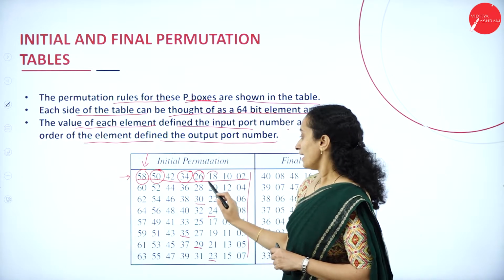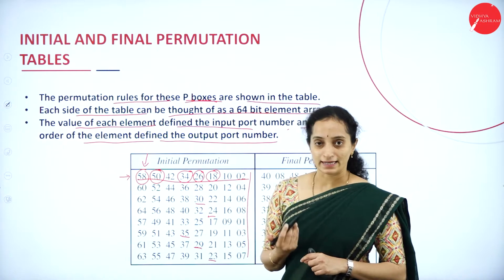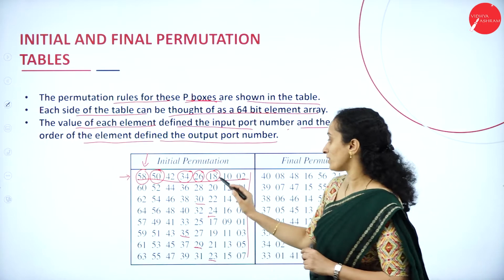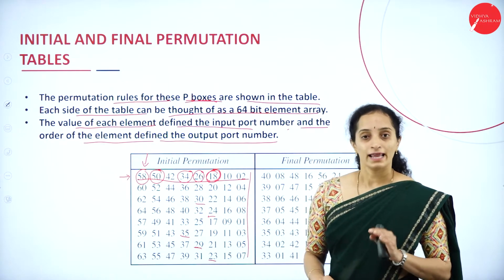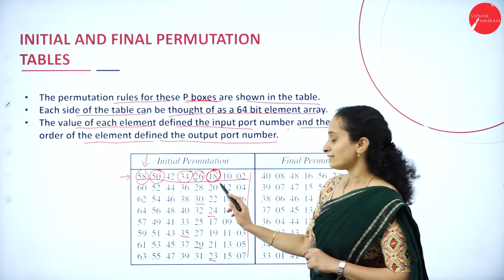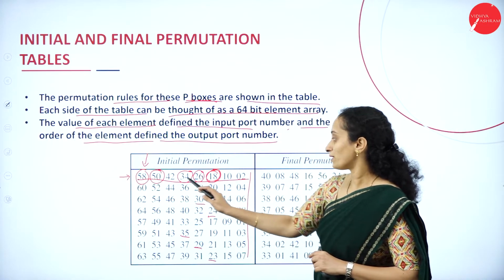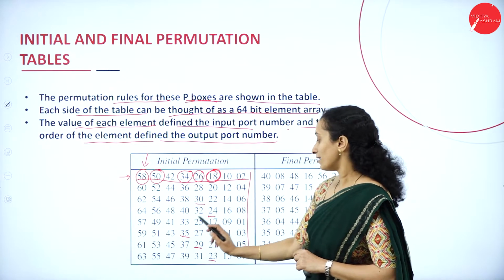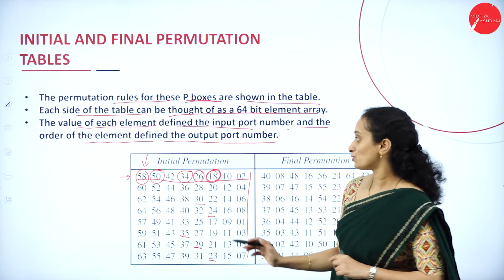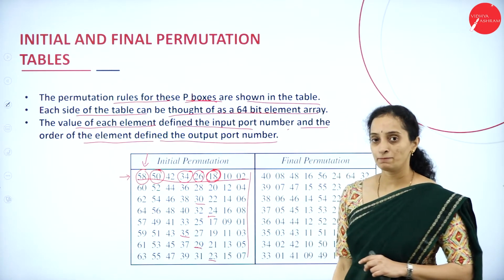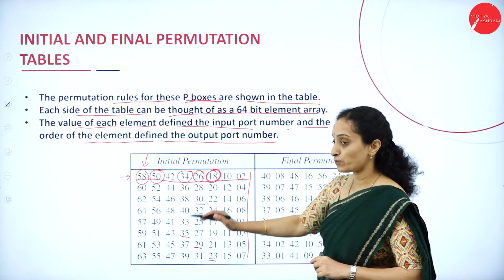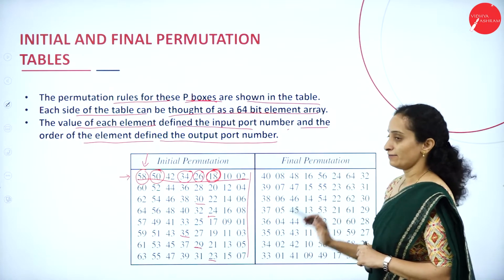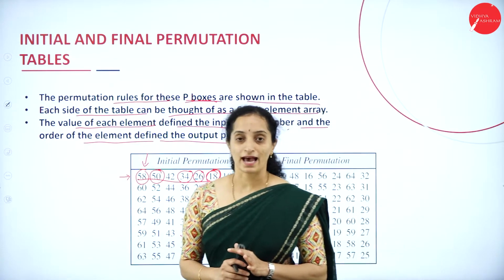Now, 18 is input from the 18th port. The value of each element defines the input port number. 18 is the input port number, whereas the output port number is the 6th port. Like this, the element shows the input port number, whereas the position of the number specifies the output. In the final permutation also the same thing happens.